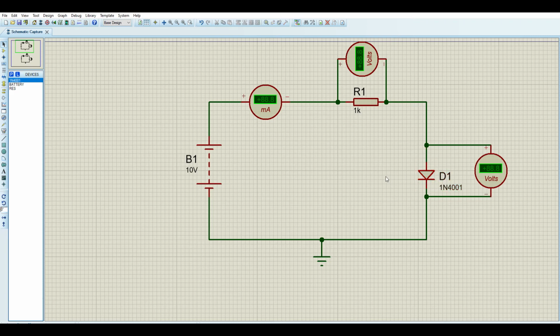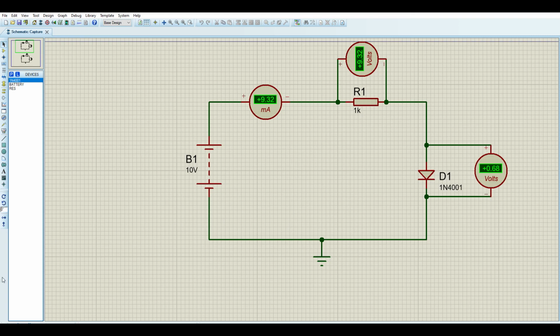We connected two voltmeters in parallel to see the voltage of our circuit elements instantly. We connected an ammeter in series to see the current flowing through the circuit. Note that voltmeters must be connected in parallel to the circuit and ammeters must be connected in series to the circuit. When we run the circuit, we see that it is almost similar to the theoretical result we did before.